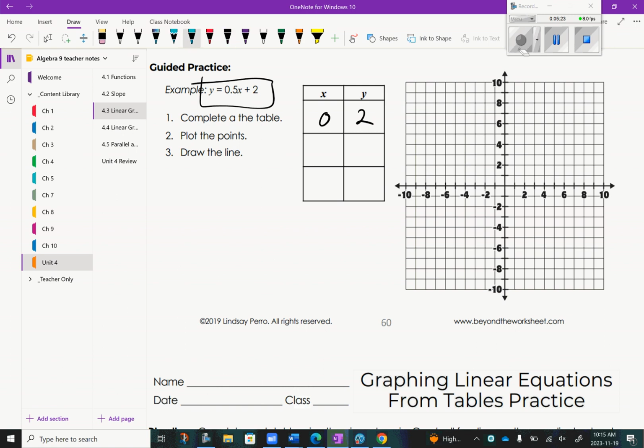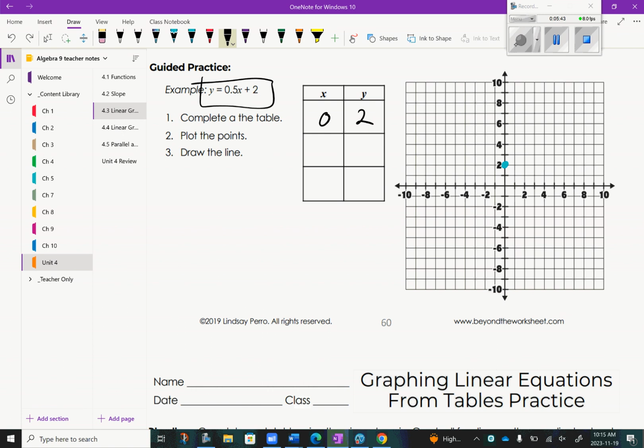Here, let me change color for you. Get your attention there. If the x coordinate is 0, I'm not moving left, I'm not moving right. It stays on the y-axis, but up 2 spaces. This is the point 0, 2.